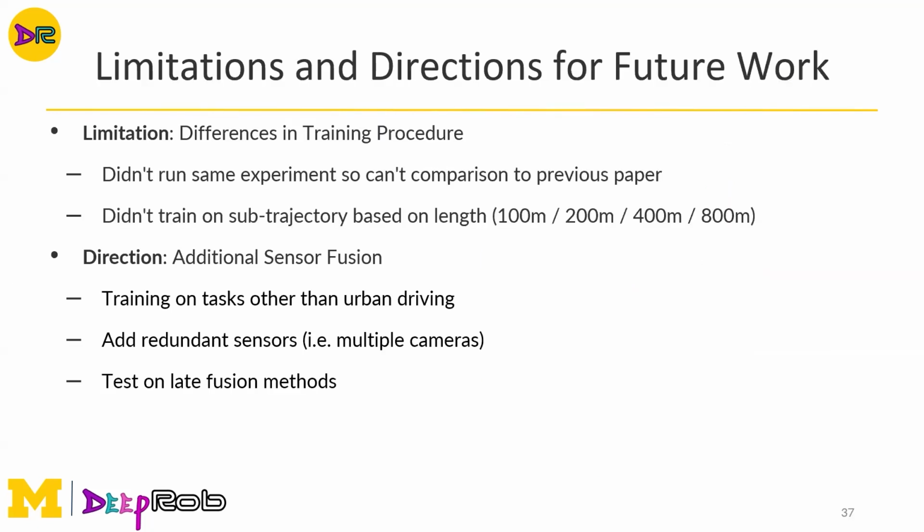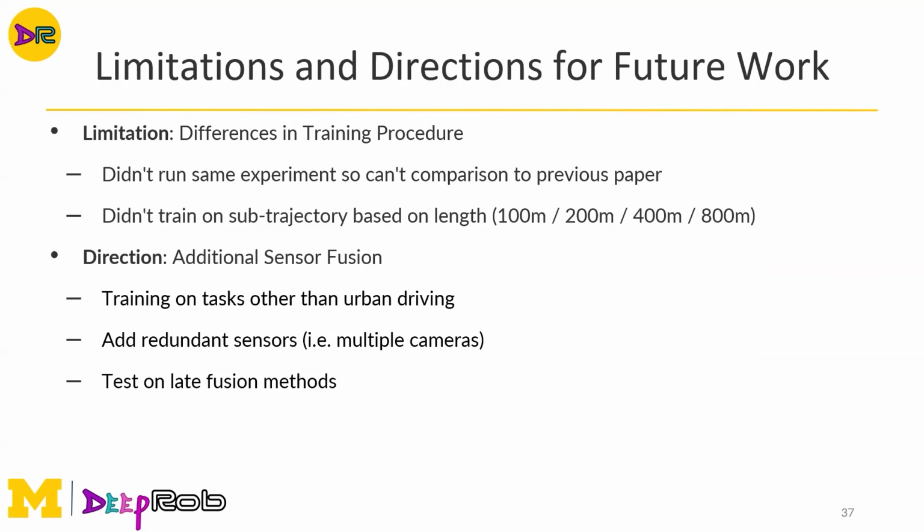Last but not least, the limitations of this work were that there were differences in training procedures between our training and the original paper. We didn't run the same experiment, so we can't compare the previous results. To be specific, we didn't train on sub-trajectories based on length. We trained on the entire trajectory, whereas the original paper trained only on subsections of 100 meters, 200 meters, 400 meters, and 800 meters.